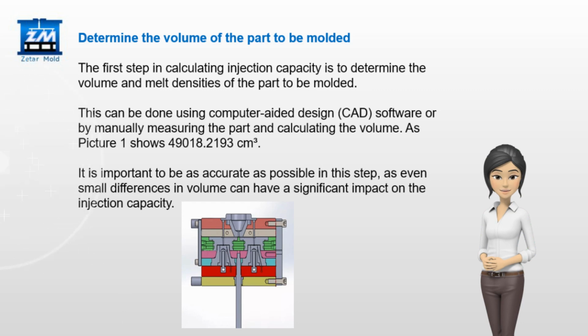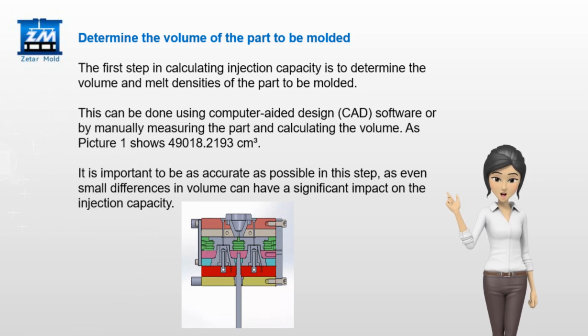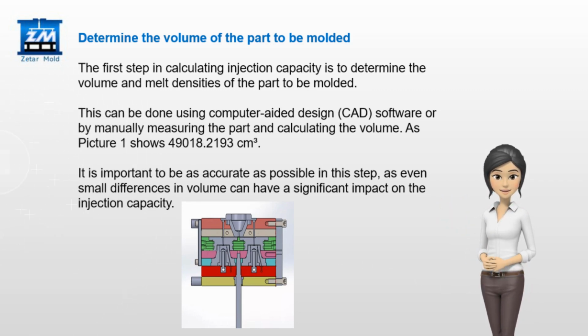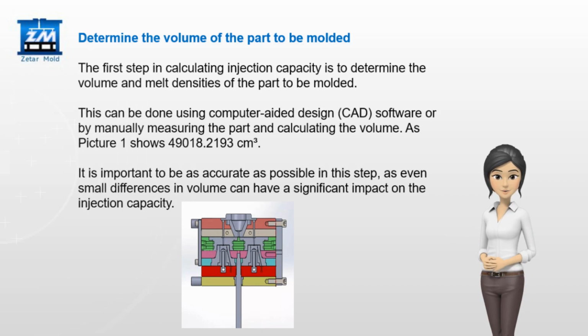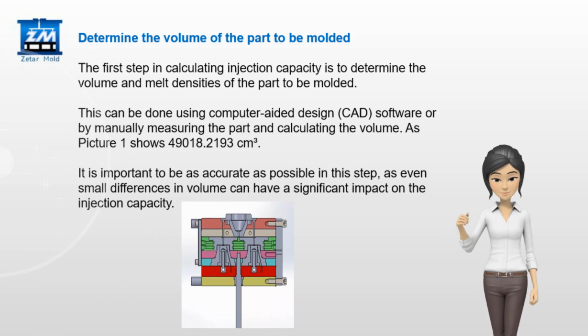As picture 1 shows, 49,018.2193 cubic centimeters. It is important to be as accurate as possible in this step, as even small differences in volume can have a significant impact on the injection capacity.